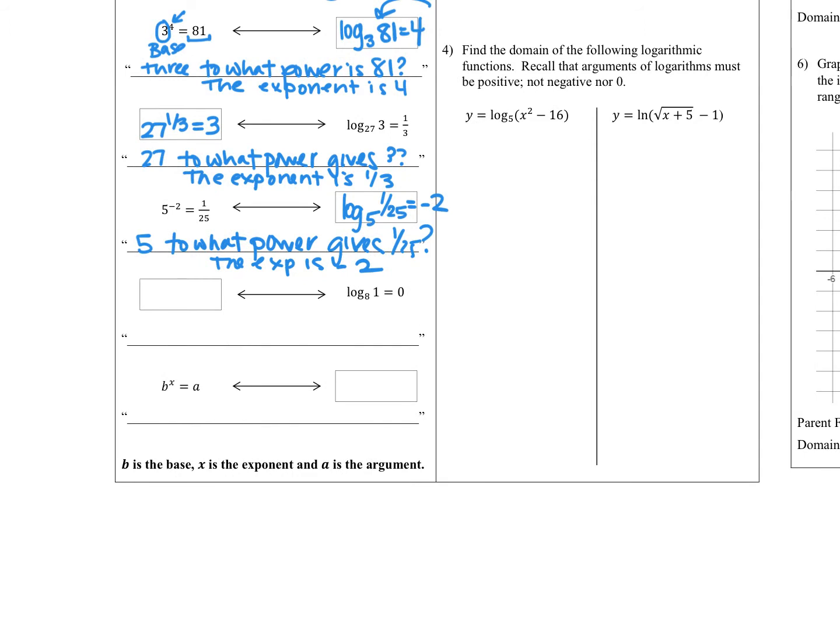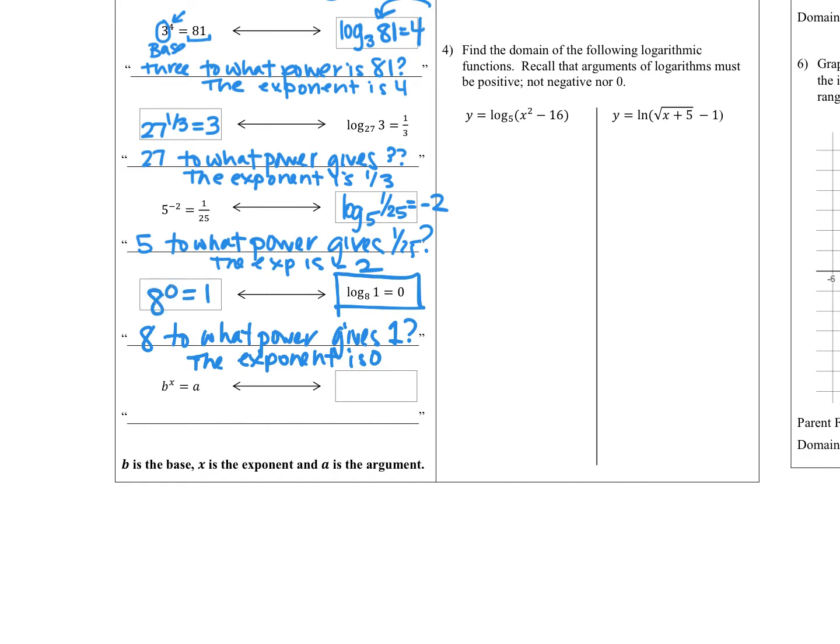Okay, so log base 8 of 1 equals 0. That is saying 8 to what power gives 1? And that exponent would be 0. Again, I'm reading and trying to figure out what that log form means. So 8 to that 0 power will equal 1. So 8 to the 0 equals 1.